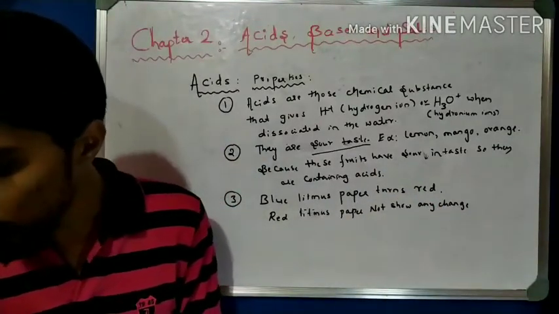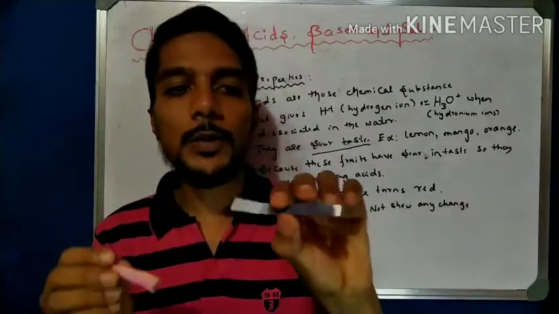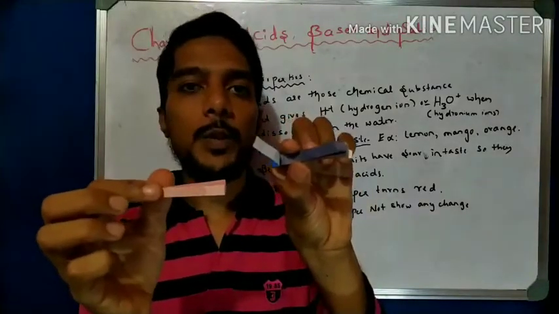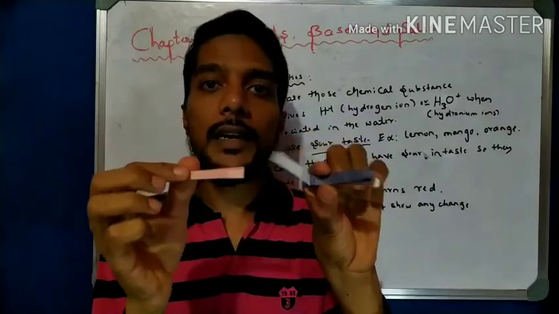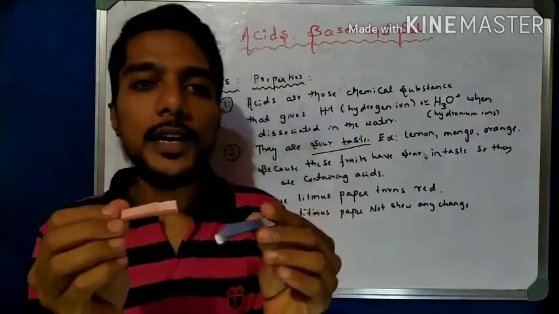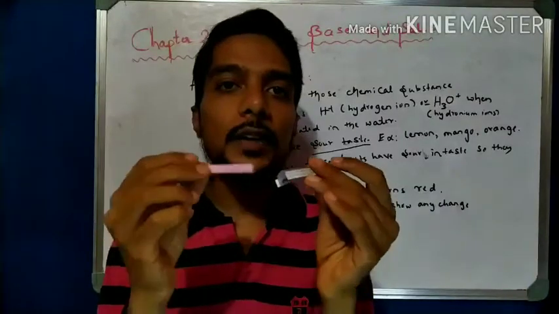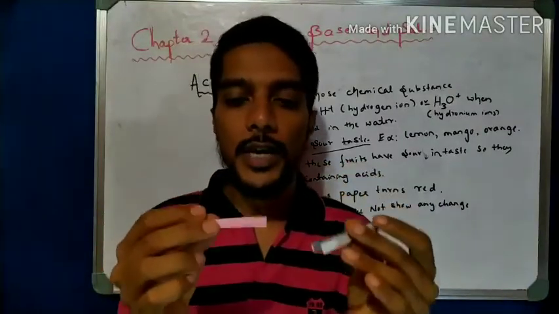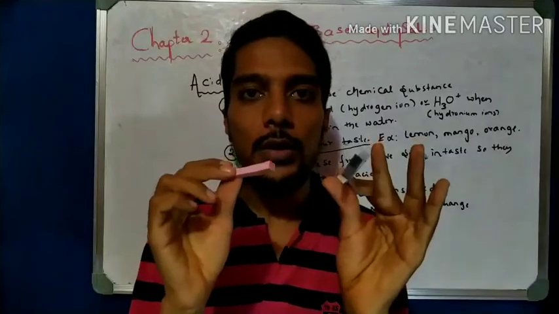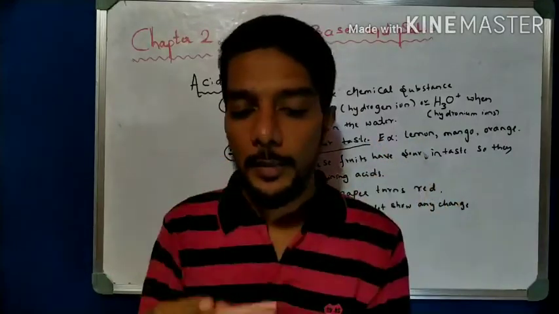I show both the papers. This is blue litmus paper and this is red litmus paper, and these are called indicators. So one point is these two papers are indicators, which are used to identify which is an acid and which is a base, and are very helpful for you to classify acid substances and base substances.